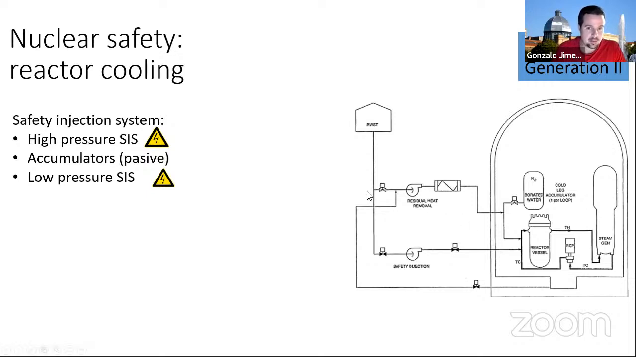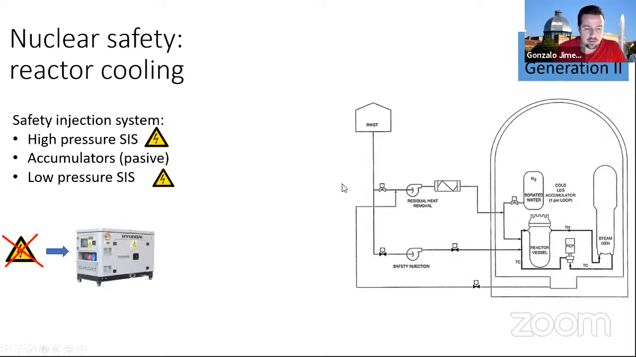Okay, but what happens if we lose the electricity? What is the situation then? If we are in the middle of this accident and we lose it, we have a chance to survive because we have diesel generators, and that was the situation before Fukushima.